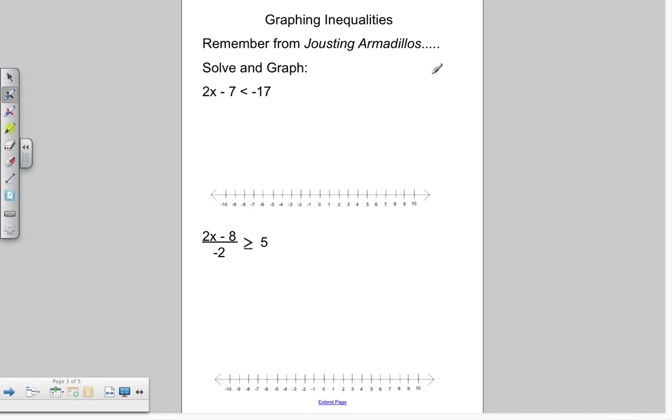Now, graphing inequalities. Remember from jousting armadillos, solve and graph this. So when we were doing this in jousting armadillos, we solved it. This is a single variable, and I got negative 10. I divided by 2, did not divide by negative, so I don't switch the sign. X is less than negative 5. But then I had to graph it.